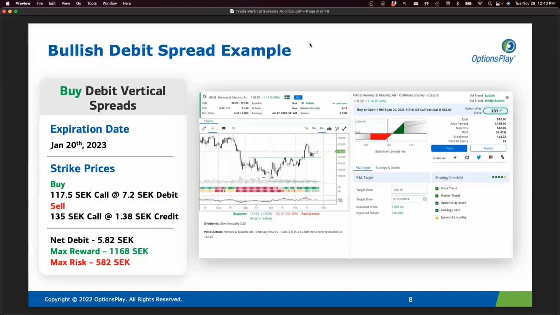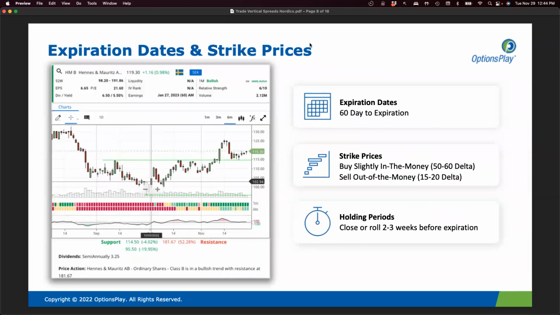Perfect. Okay, so let's talk a little bit about constructing a debit spread, because I did the construction for you, and now I want to show you how you can do it yourself, because the general expiration date for a debit vertical spread is usually about 60 days to expiration as a good starting point.